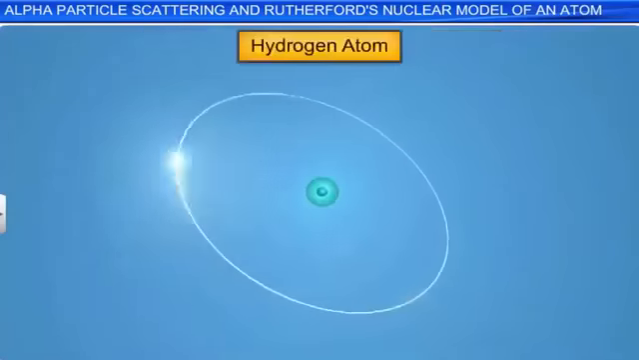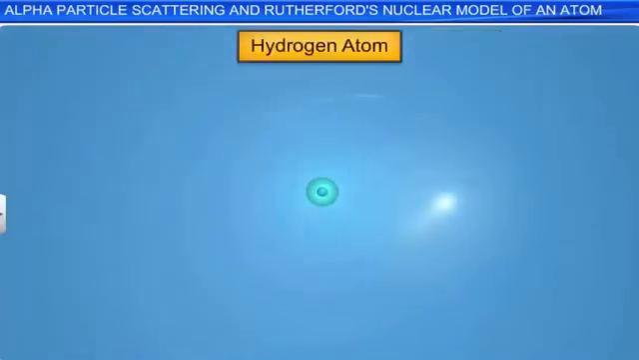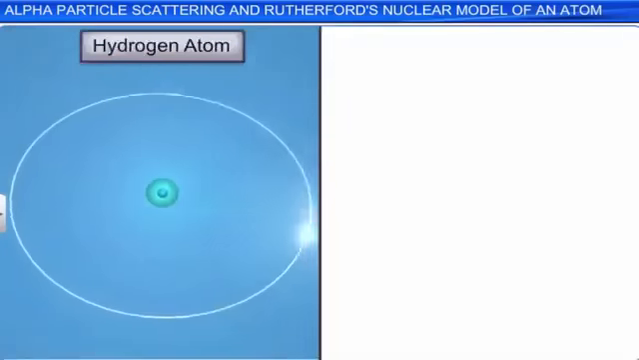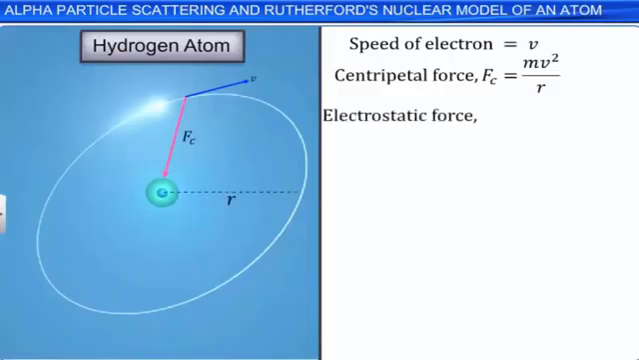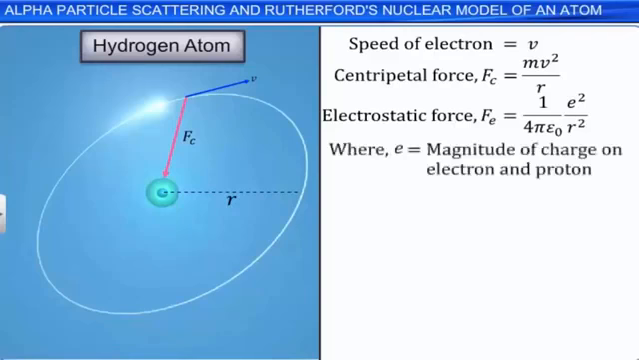A hydrogen atom consists of one electron revolving around its nucleus, which is actually the proton. For the electron revolving with speed v, the centripetal force Fc is equal to mv square by r. The electrostatic force of attraction Fe between the electron and the proton in the nucleus of the hydrogen atom, separated by a distance r, is given by Fe is equal to 1 by 4 pi epsilon naught into e square by r square. This is true because the proton and the electron have equal magnitude of charge e on them.